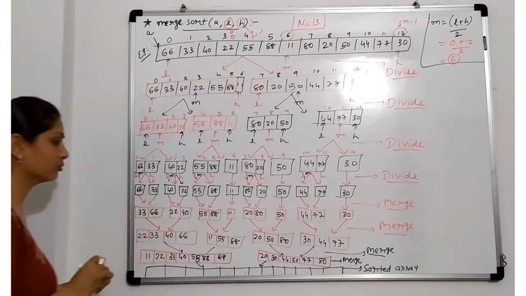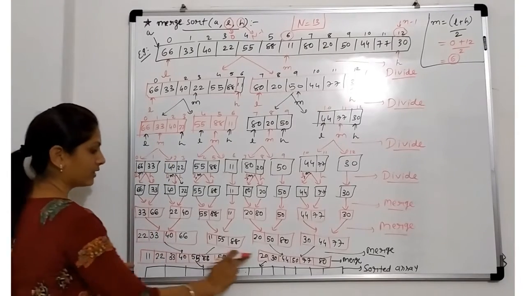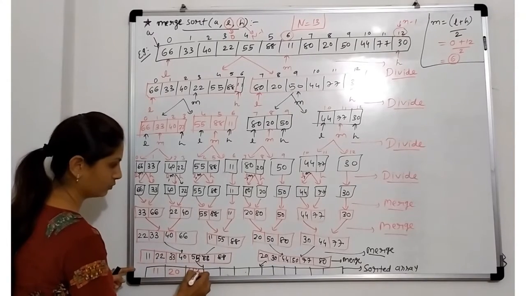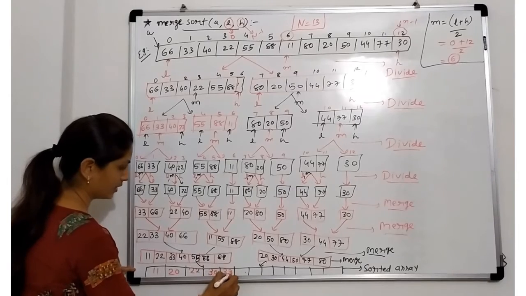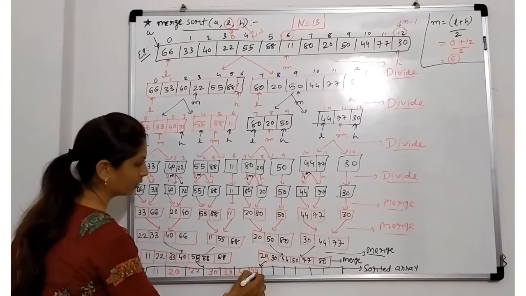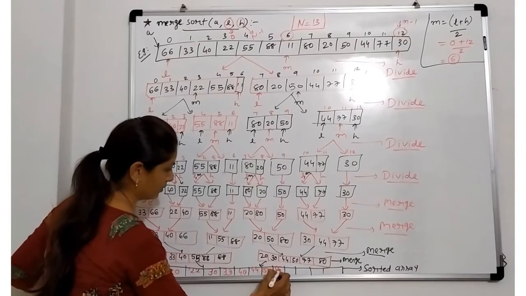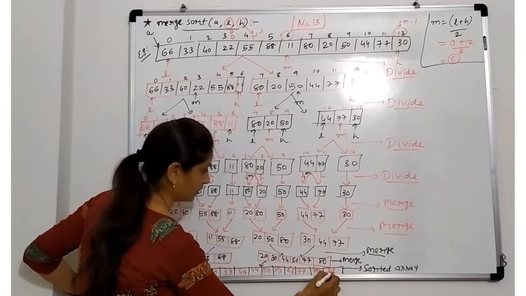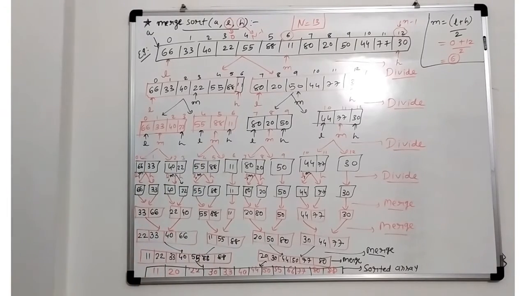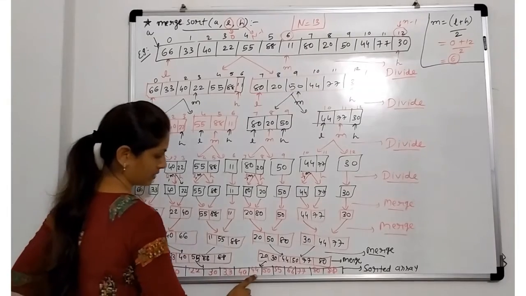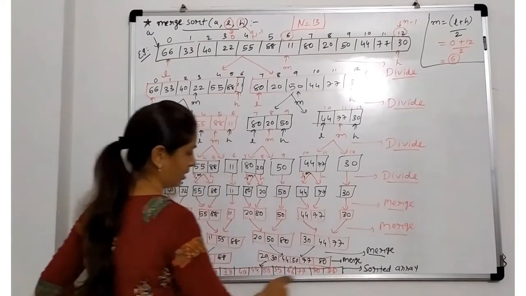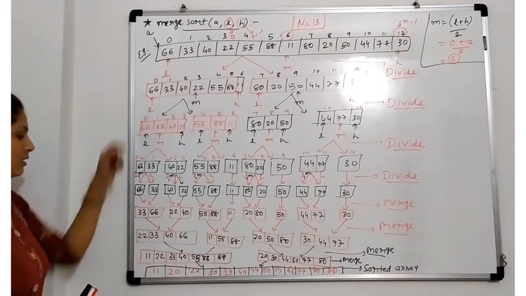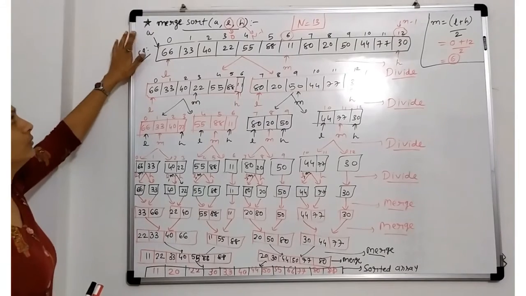Clear? So write down the final answer: first is 11, then 20, then 22, 30, 33, 40, 44, 50, 55, 66, 77, 80 and 88. Total 13 elements we find: 1, 2, 3, 4, 5, 6, 7, 8, 9, 10, 11, 12, 13. So this is our final answer, our sorted array. The given data is now sorted according to the method of merge sort.